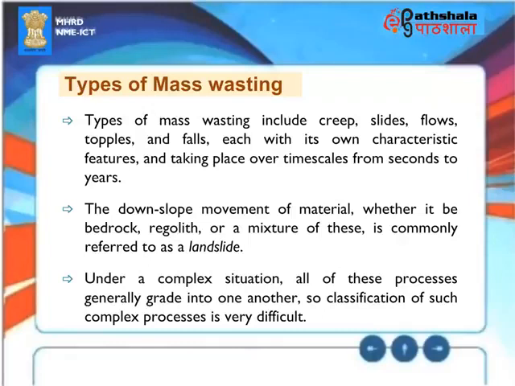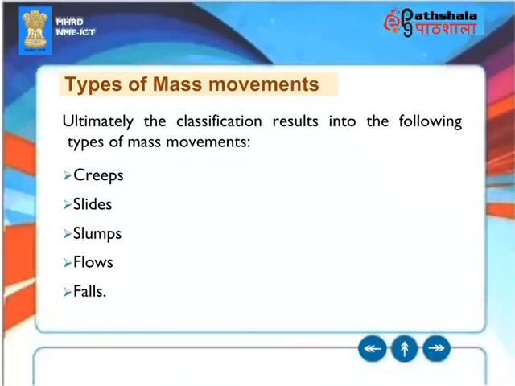The downslope movement of material, whether it be bedrock, regolith, or a mixture of these, is commonly referred to as a landslide. Under a complex situation, all of these processes generally grade into one another, so classification of such complex processes is very difficult. Types of mass movements. Ultimately, the classification results in the following types of mass movements: creeps, slides, slumps, flows, falls.